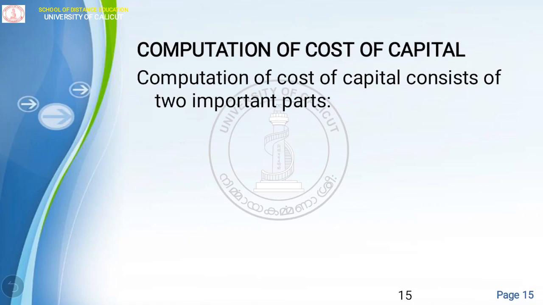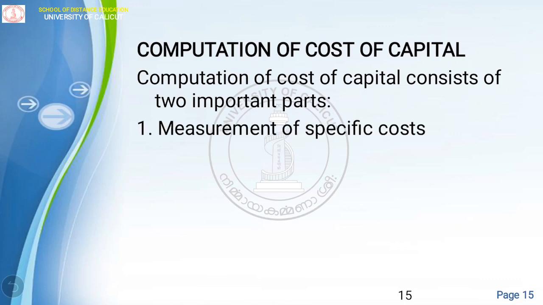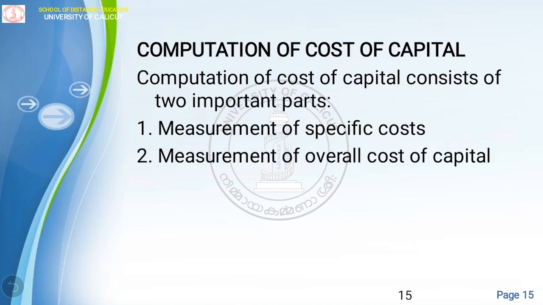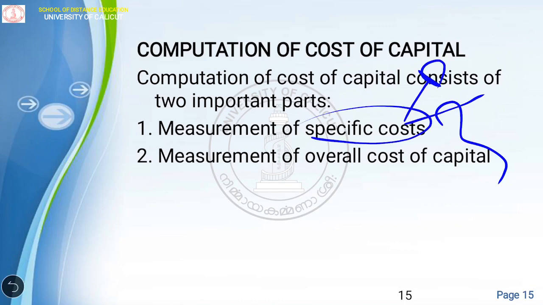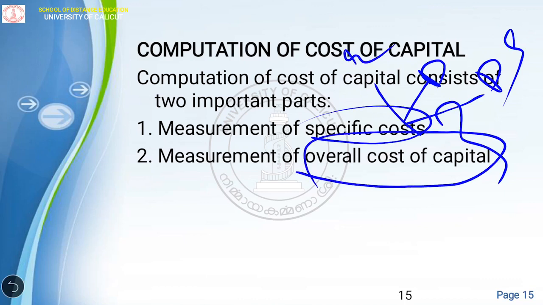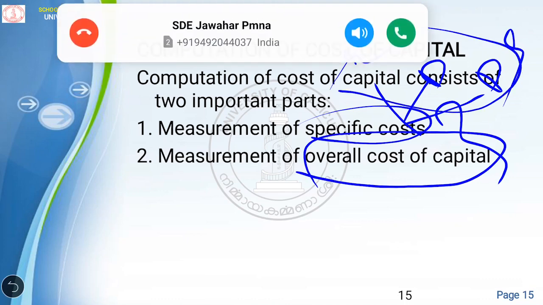Then, what are the methods to compute cost of capital? Cost of capital can be measured as specific cost and as overall cost. Specific cost means the cost of debt should be calculated, the cost of preference shares should be calculated, and then the cost of equity should be calculated. Overall cost means all these elements together.